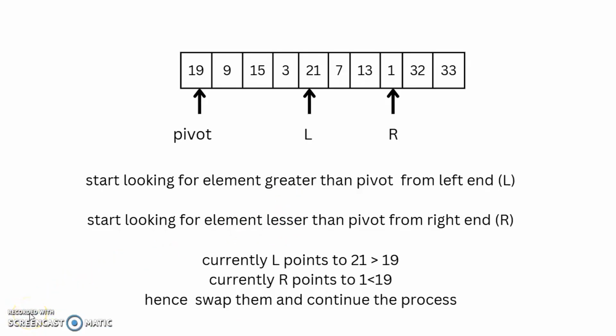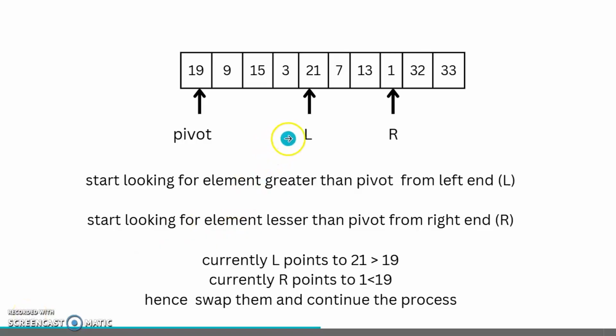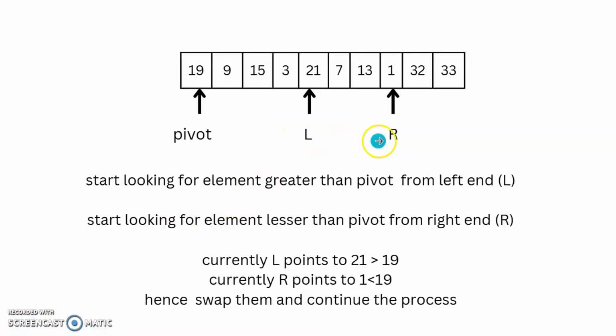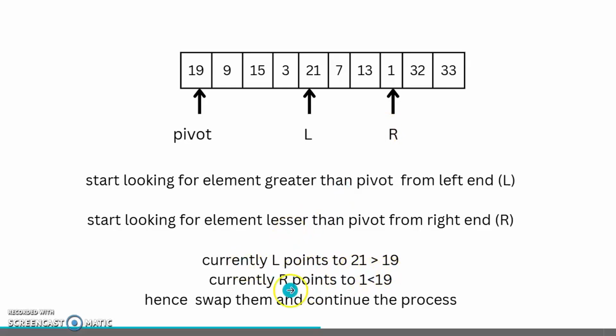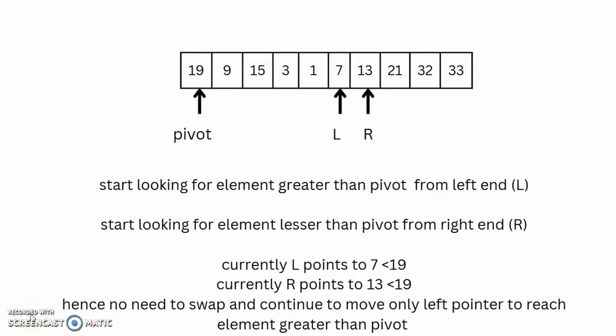We have moved only the left pointer L one step further. Still the right pointer R points to the same position, that is the element 1. Currently L points to 21, greater than 19. Currently R points to 1, less than 19. So these two conditions are satisfied. So hence swap these two values and continue the process. After swapping, we have moved the left and right pointer one step.